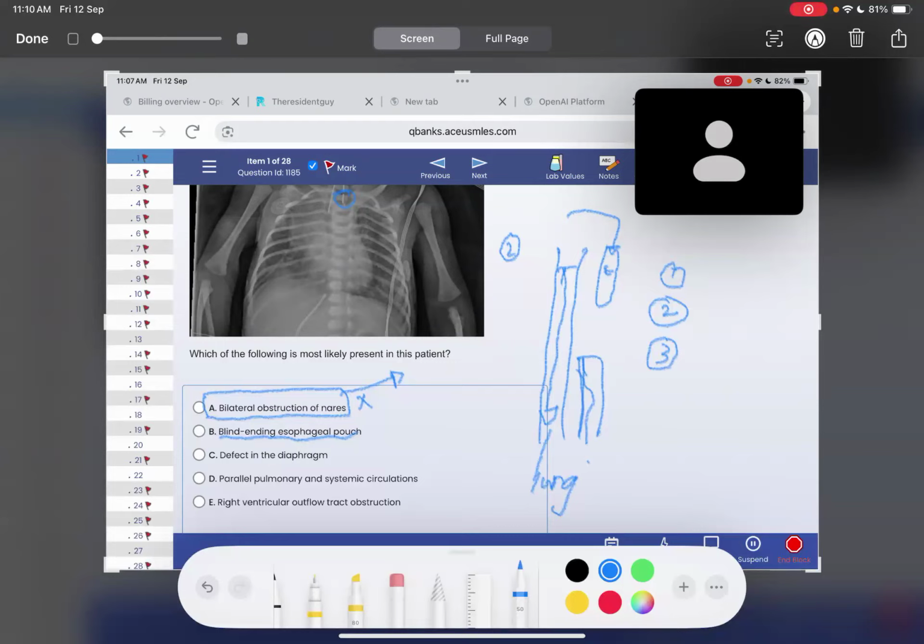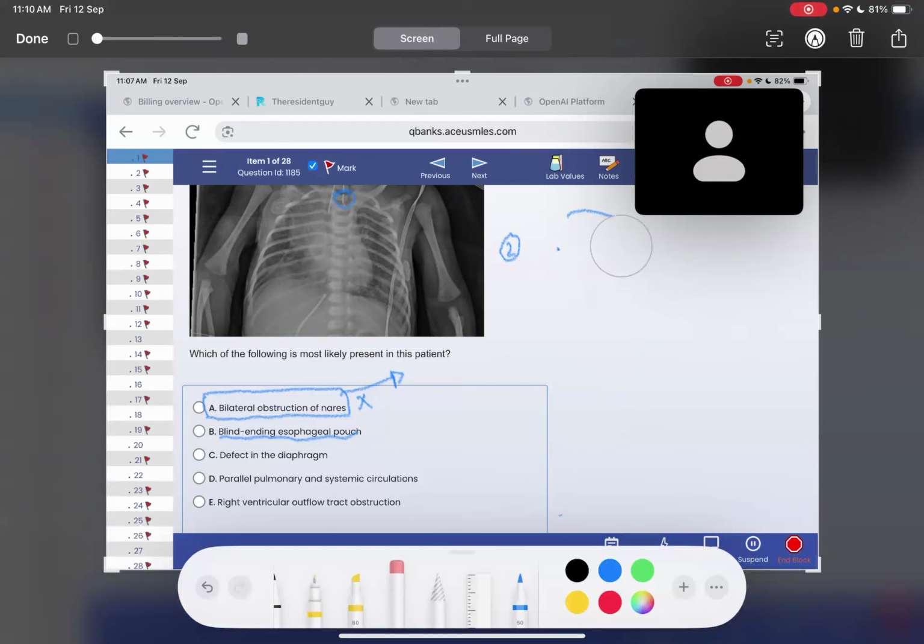Perfect. Number three is your transesophageal fistula. That is like this. Esophagus, okay, and this is like this.